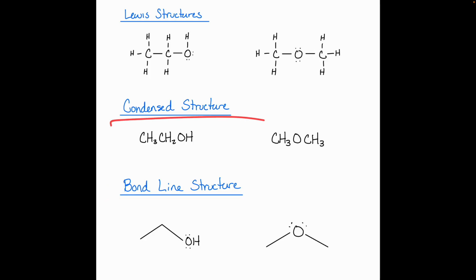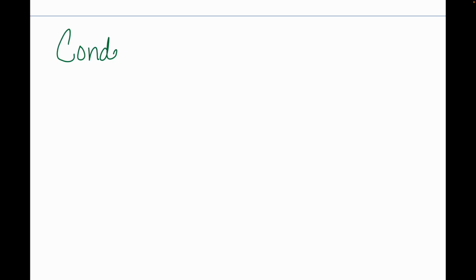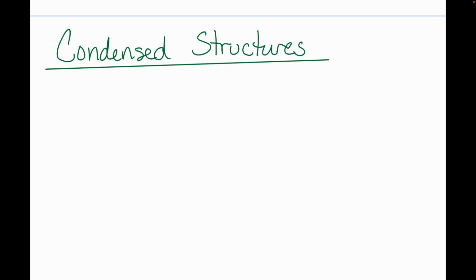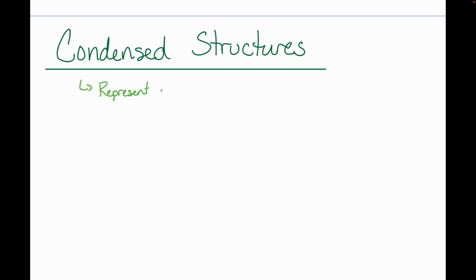All right? So let's take a look at our condensed structures first. So again, the whole point of a condensed structure is that it's going to allow us to represent the unique structure of a molecule all in one line. All right, specifically one line of text.